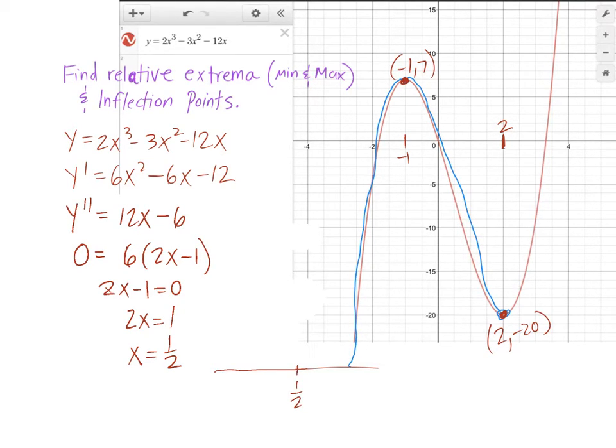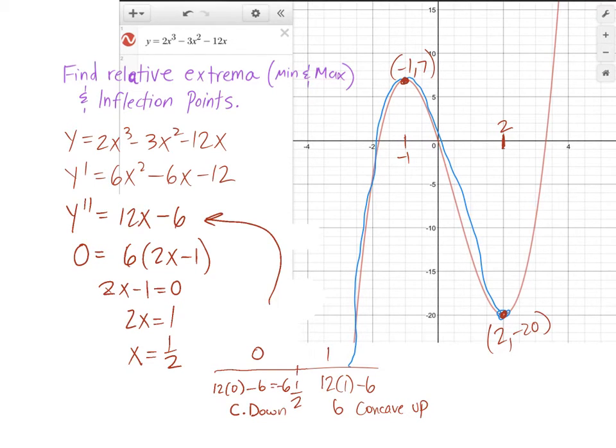So again, with the test points, I'm going to plug in 0 and 1, and I want to plug these into the second derivative. I'm going to plug it into the normal version just to show that I could plug it in either place. 12 times 0 minus 6 is -6. So that's negative. That tells me I am concave down from -infinity to 1/2. If I plug in 1, I'm going to get 12 times 1 minus 6, which is 6, which tells me I'm concave up, starting at 1/2 and going for the rest of the function.